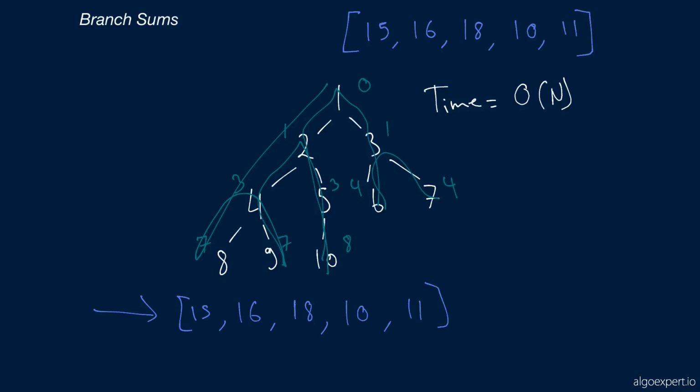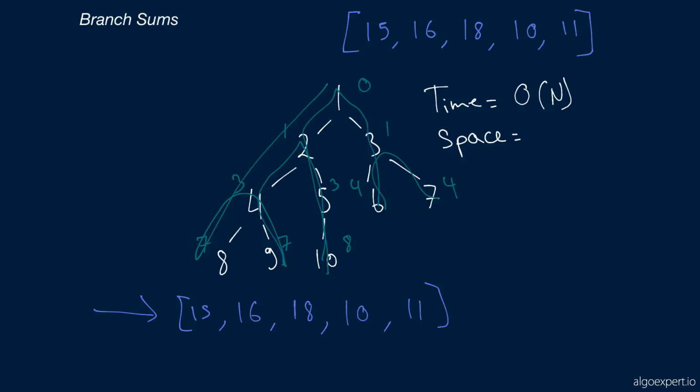Or n times in total, because we're visiting n nodes. So that's why we have a time complexity of O of n. Now the space complexity is a little bit more complicated. It's more complicated because it's affected by two things.